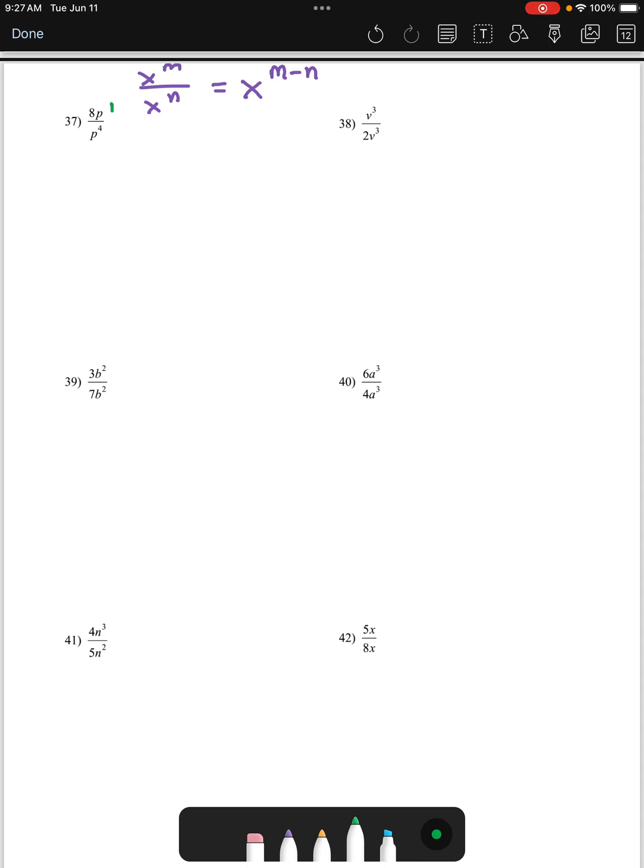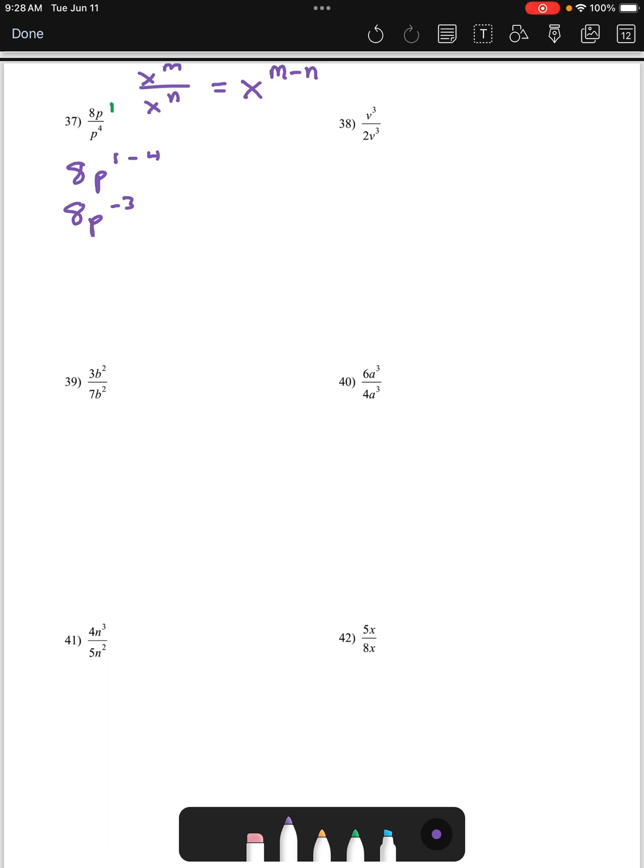So let's use this. In number 37, we have 8p over p to the fourth. Now, some of you probably want to write this down and remember it. That numerator's p has an invisible exponent of 1. We can't forget that. So, does the 8 have anything to work with in the denominator? Any numbers it could try to simplify with? No. So, 8 is part of our answer. For our exponents, for our p, we do its numerator minus denominator exponent. So that's 1 minus 4. 1 minus 4 is negative 3.